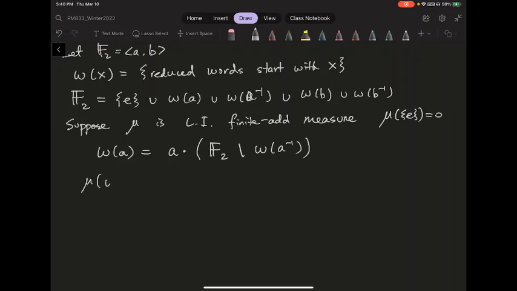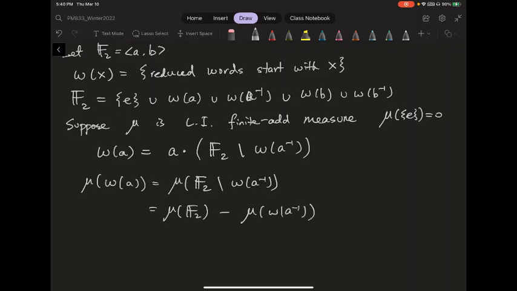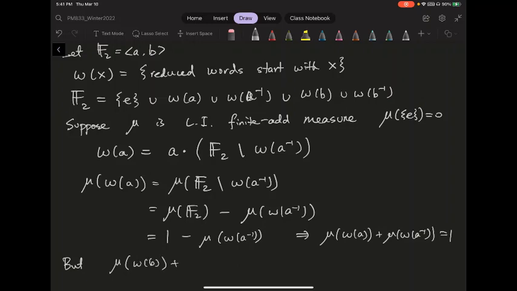So by the translation invariance, I know the mu of the W of A is just equal to the mu of the translation. So I can use the translation invariance, and I say that's mu of F2 take away W of A inverse. Well, that's just equal to the mu of F2 minus mu of W of A inverse, just by the finite additivity. All right, so the mu of F2, being a probability measure, is 1, and I minus mu of W of A inverse. So basically, I know that mu of W of A plus mu of W of A inverse is going to equal 1. But I can do the same trick for B. So mu of W of B plus mu of W of B inverse also equals 1.